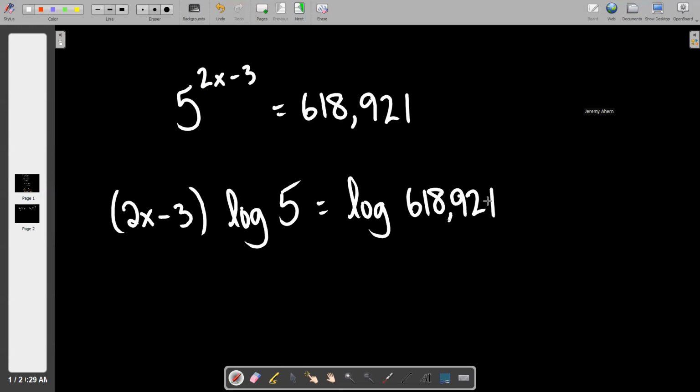Is that good? Okay, so we applied the log and brought the power down, and now the x is down on a level playing field. So there's an algebraic process to this. I'll walk you right through this.